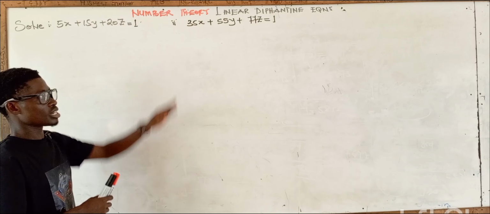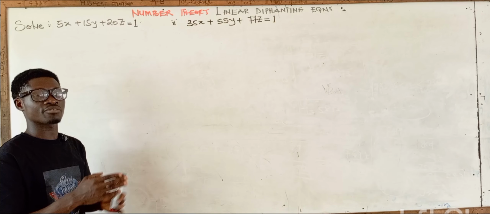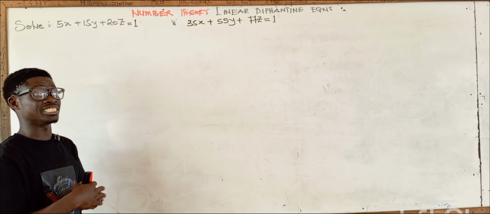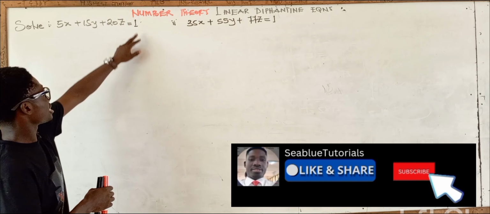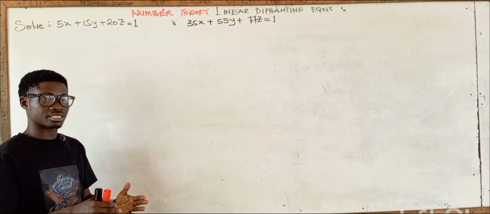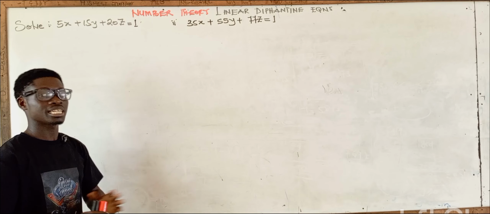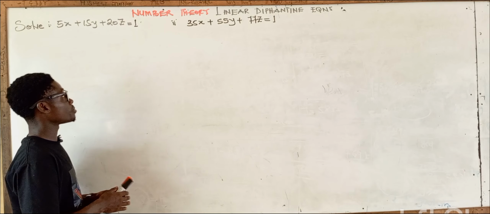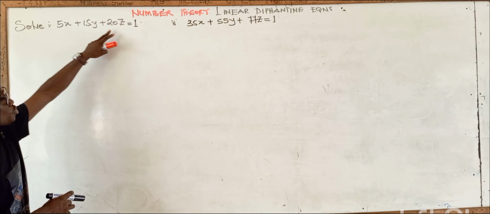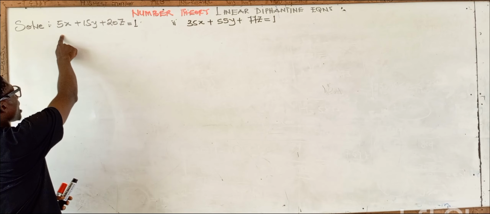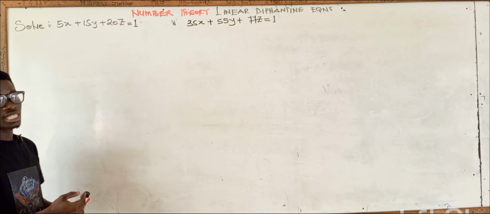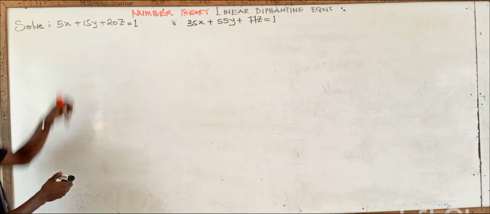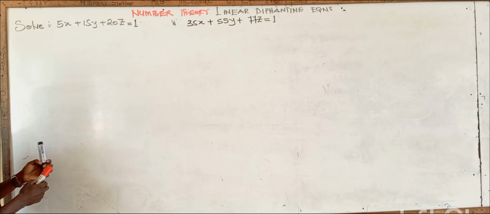Let's start with the first one. With the one that involves two variables, the first thing that we normally do is to find the GCD of the two integers and then check to see if it divides D. If it divides that, then it means it has many integral solutions. If it does not divide, that means the equation has no solution. So we are going to follow the same approach here. We have 5, 15, and 20. We are going to find the GCD of 5, 15, and 20 to see if it divides 1. If it divides 1, that means this equation has a solution. If it doesn't divide, it means it has no solution.